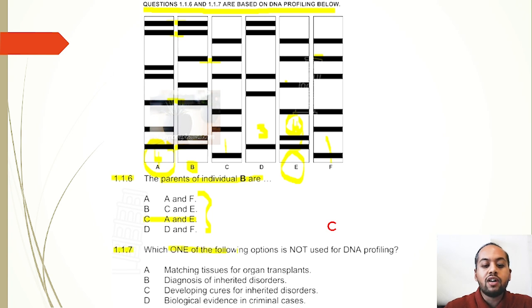1.1.7, which one of the following options is not used for DNA profiling? Matching tissues for organ transplant? Yes, that is used. Diagnosis of inherited disorders? Yes. Developing cures for inherited disorders? No, we don't develop cures using DNA profiles. Biological evidence in criminal cases? Yes. Therefore, C is the correct answer.